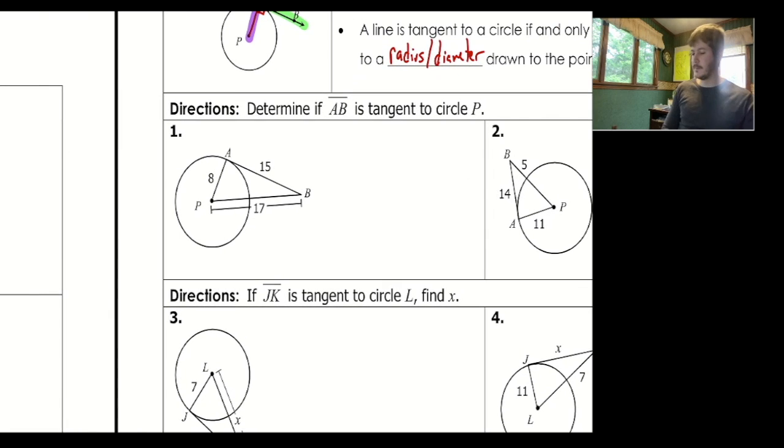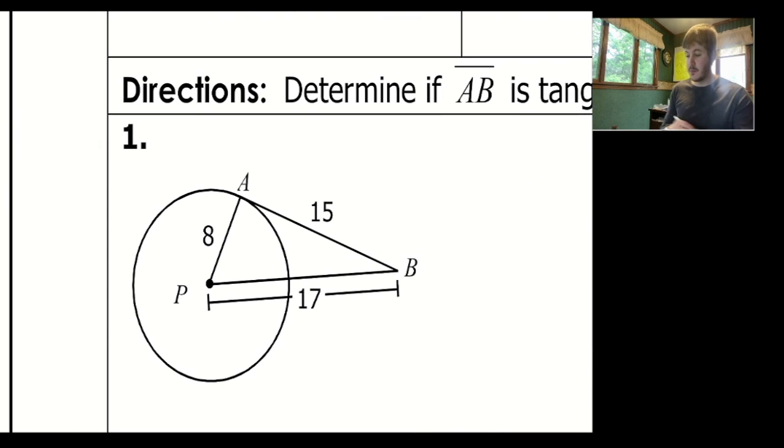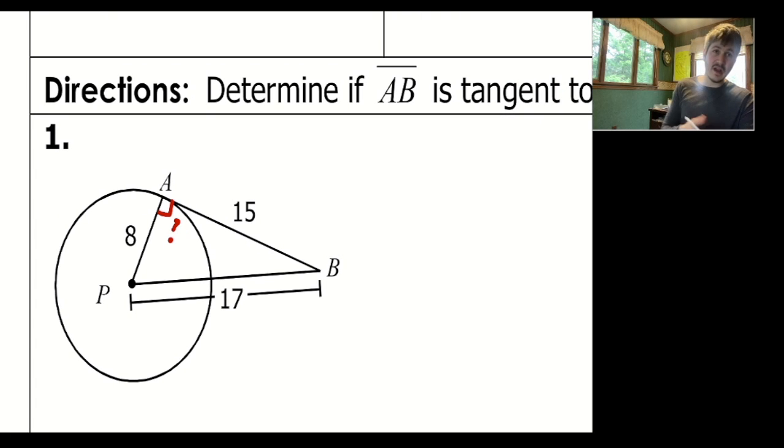So let's look at number one. It just says determine if AB is tangent. So they're not saying it is tangent. They're telling me to determine yes or no if this is tangent or not. So how are we going to determine if that line segment is tangent? Well, we are asking ourselves, is this a right angle? And what evidence could we use to determine if this is a right triangle? Well, we know it's a right triangle if the Pythagorean theorem works. That's the best way to determine if a triangle is in fact a right triangle. And they gave us all the sides, 8, 15, and 17.